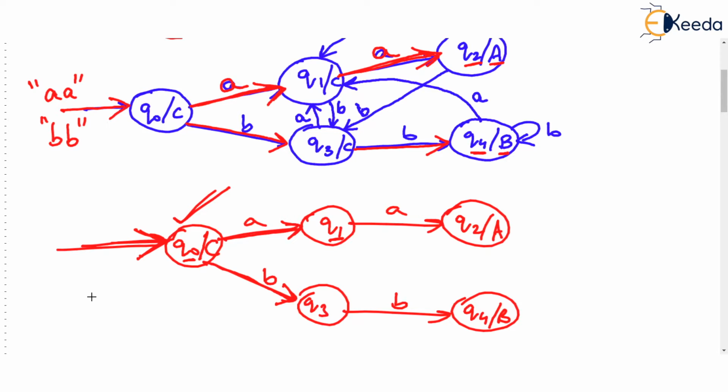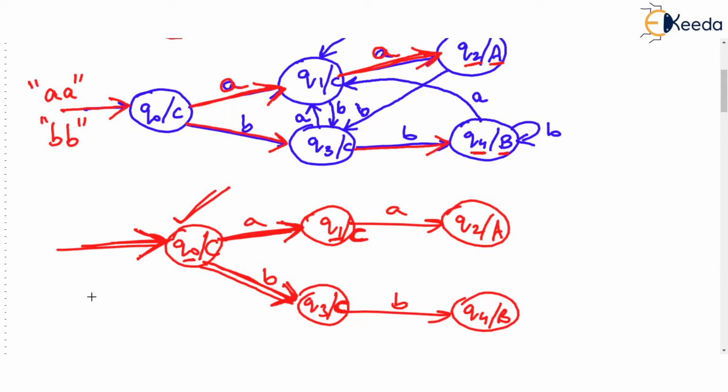But then what should be the output produced in Q1? When do you reach Q1? You reach Q1 after reading one A. But we are searching for consecutive A's, two A's. So the output produced by Q1 is also C. What should be the output produced by Q3? We have read only one B, but we are searching for consecutive B's. So the output produced here also should be C.